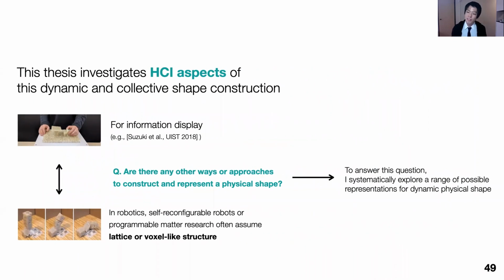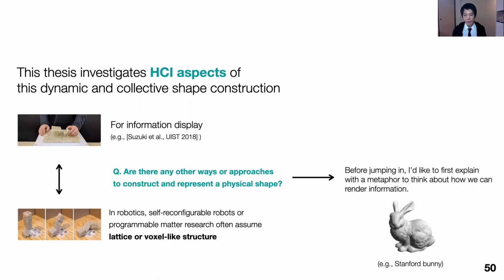So to answer this question, I systematically explore a range of the possible representations for dynamic physical shapes. But before describing this systematic exploration, I first describe a metaphor to think about how we can render the information, just like, for example, the Stanford Bunny.